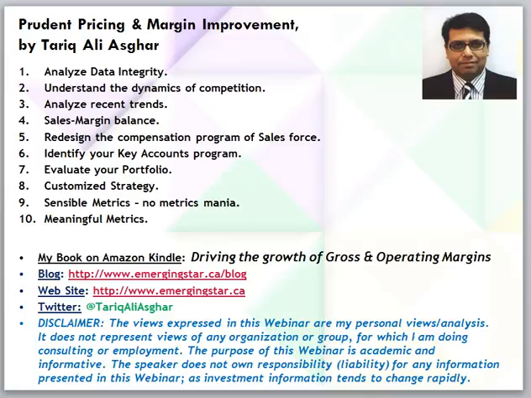Trends in price erosion, list price minus discounts over a period of time, and trends in volume of different product lines over a period of time.